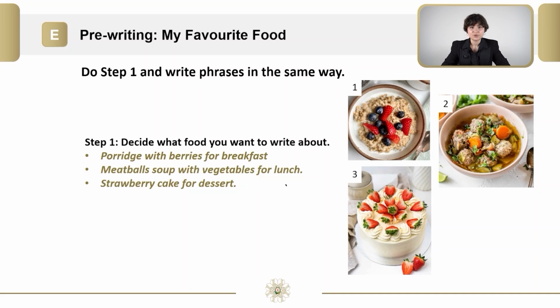I decided to select the following dishes. First, porridge with berries for breakfast. Second, meatball soup with vegetables for lunch. And last, strawberry cake for dessert. Now, you also need to do the same. Once you're done, let's do the next activity.